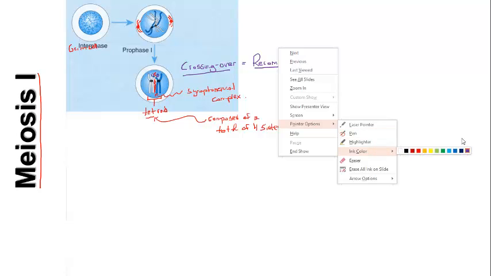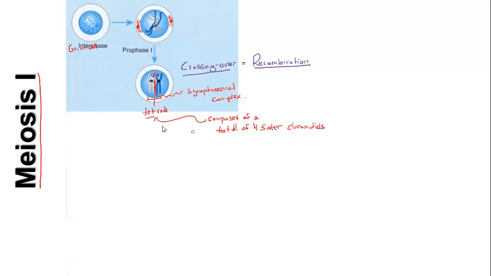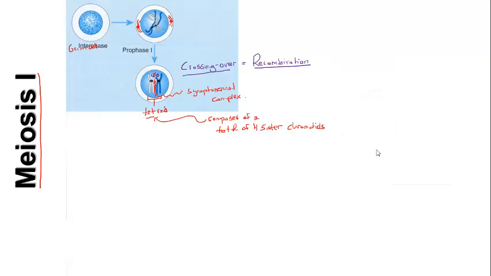Ink color. Yeah, for some reason, there we go. My pointer disappeared. So we're going to go to ink color and let's go back to blue. All right.